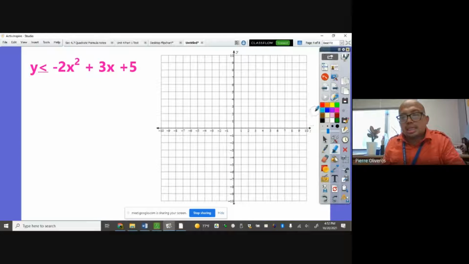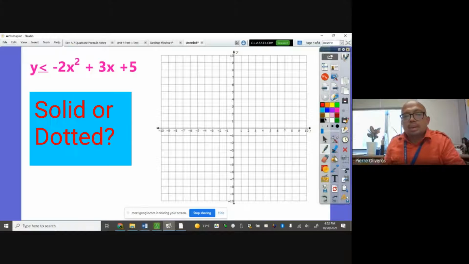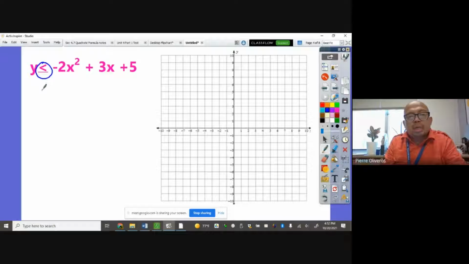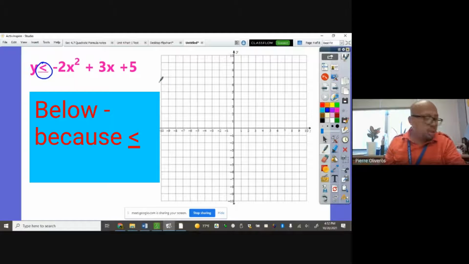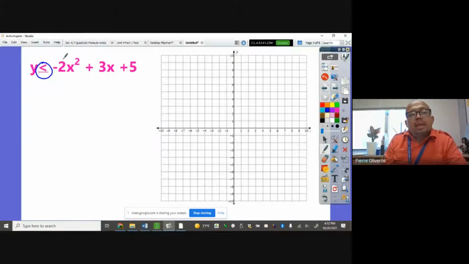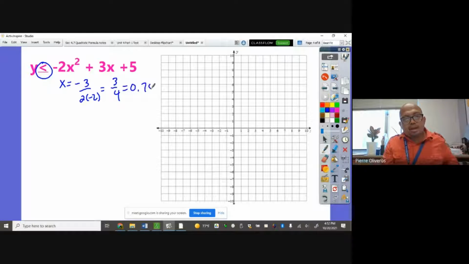Next, y is less than or equal to negative 2x squared plus 3x plus 5. In this case here, we know it's going to be a solid line, and our suspicion is that it's going to be lower. The lower part of the graph is what will be shaded. I'm going to use the vertex formula, x equals negative 3 over 2 times negative 2. That will give us 3 over 4. It's going to be 3/4 or 0.75 here. And I'm plugging the 0.75 in here, negative 2.